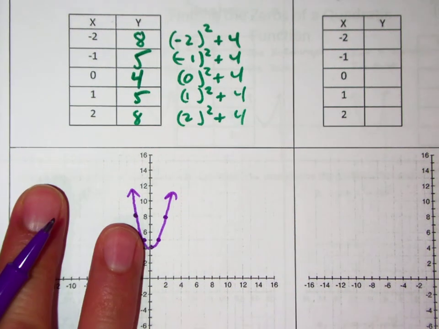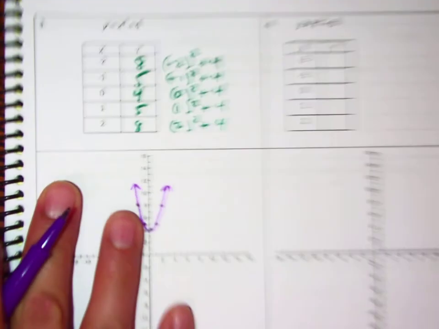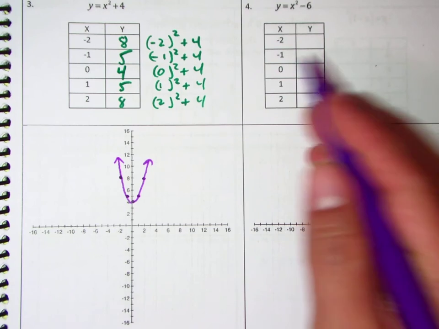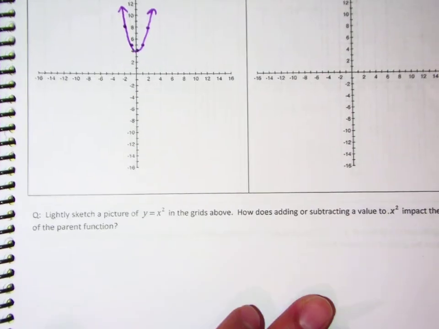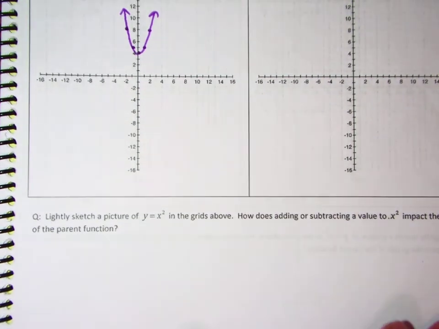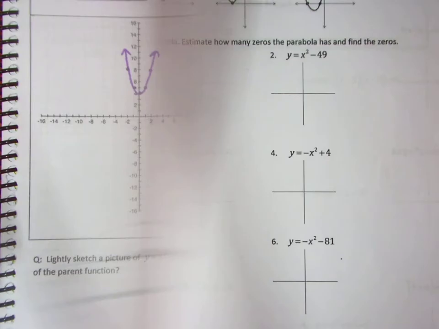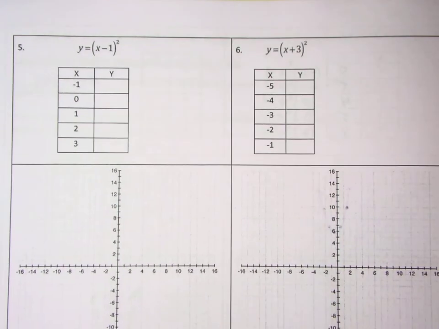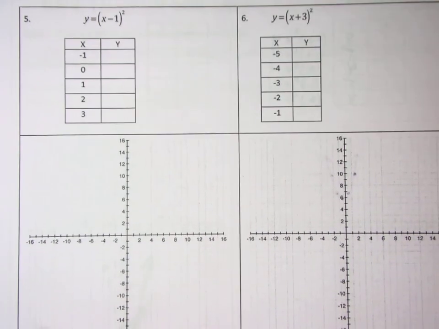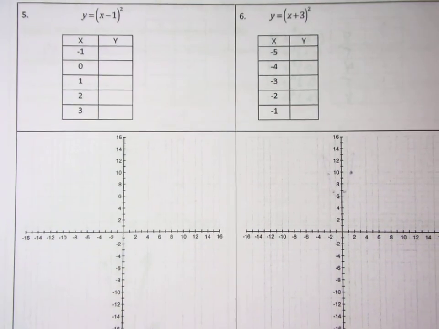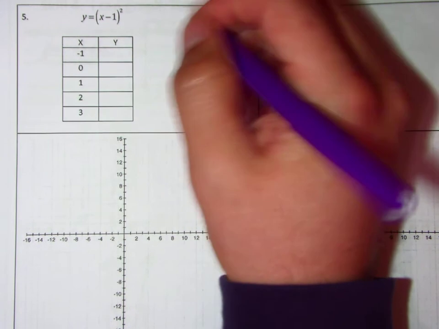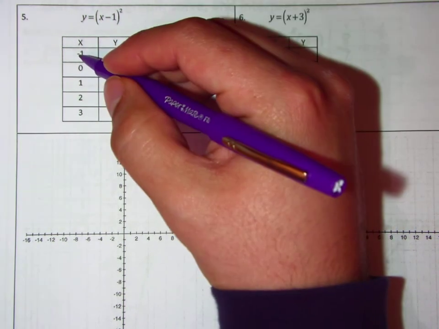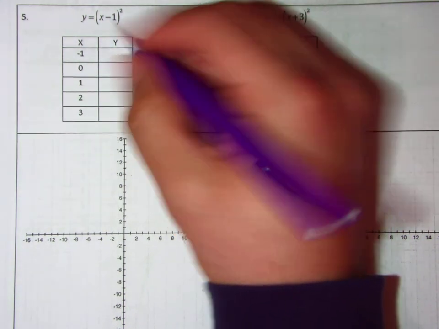I will let you guys figure out the table for number 4, draw the graph on your own, and then answer this question here based on what we've seen. Okay, and then finally, if we do number 5 and number 6, I'll get you started a little bit with number 5, but here's, again, you're just plugging in -1, and so I'll do the first one.